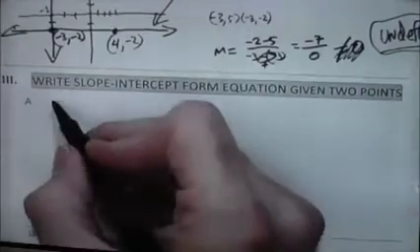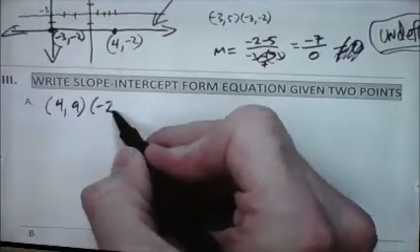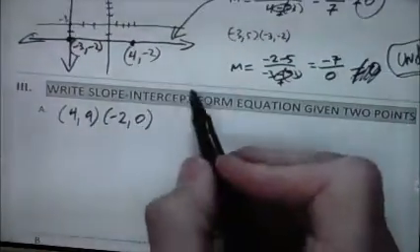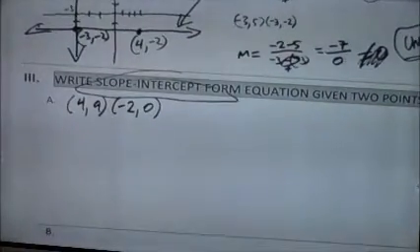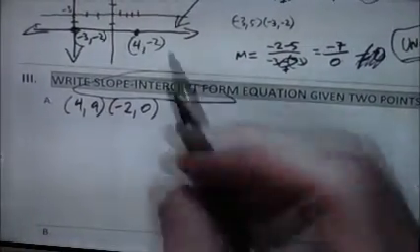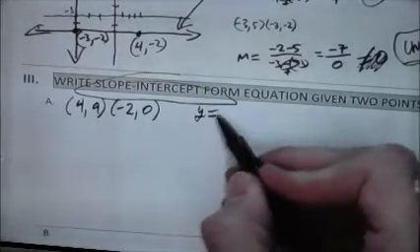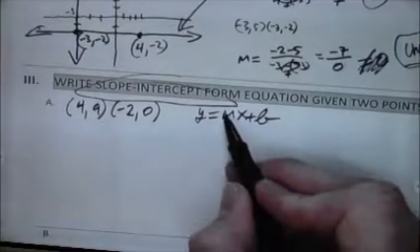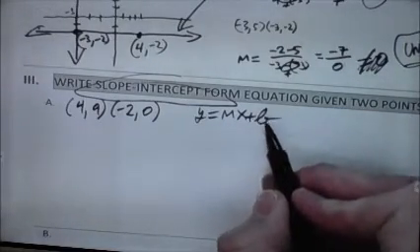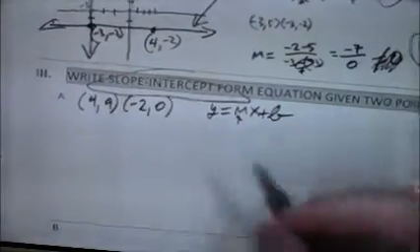Okay, so I'm going to give you 2 points: (4, 9) and (-2, 0). We want to write the slope-intercept form equation. There's a couple of ways to do this, but I'm going to show you one of them now. The slope-intercept form equation is supposed to look like y equals mx plus b. There's the slope, and it has the place where it hits the y-axis. So the first thing is let's find the slope, the m.